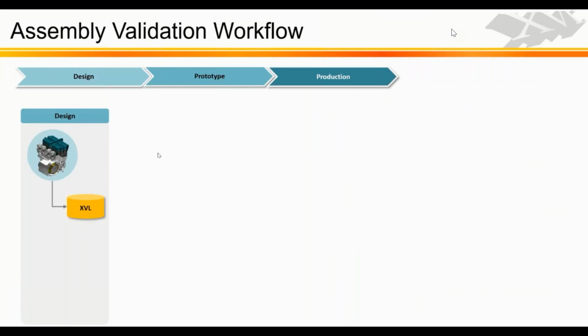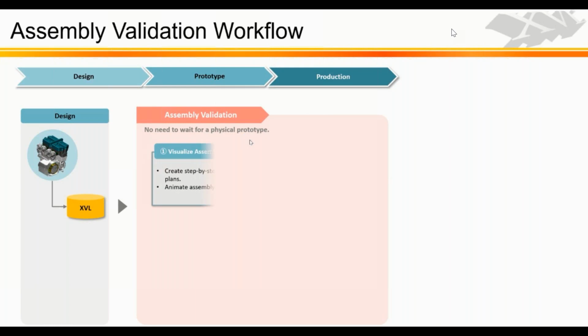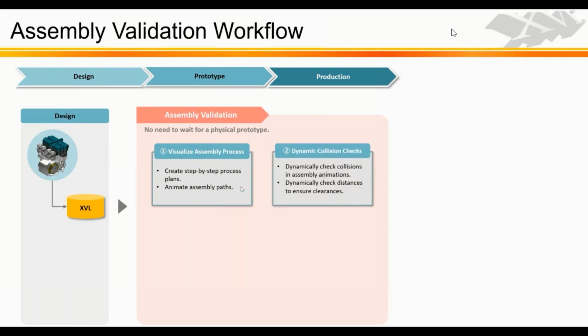Here's the workflow for digital assembly validation using XPL. You start by converting the CAD data into lightweight XPL. Then you can begin the digital assembly validation process. As mentioned before, there's no need to wait for a physical prototype. The first step is to visualize the assembly process by creating step-by-step process plans and animating the assembly paths. You can then use dynamic collision detection to check for interferences in the assembly paths. You can also use dynamic measurement to ensure proper clearances.